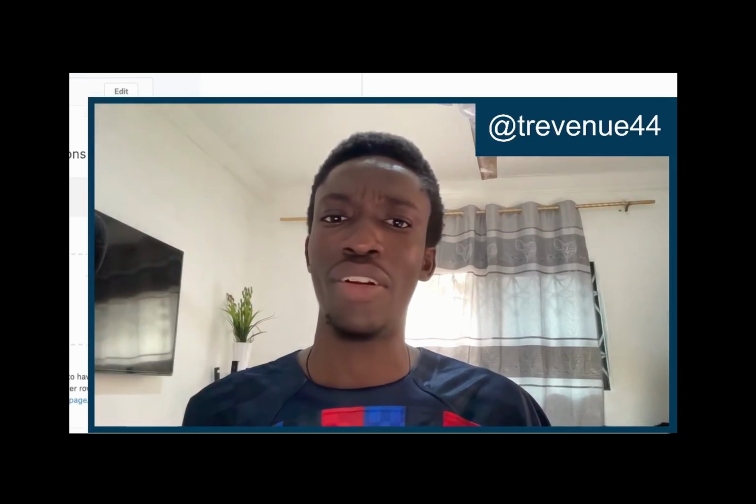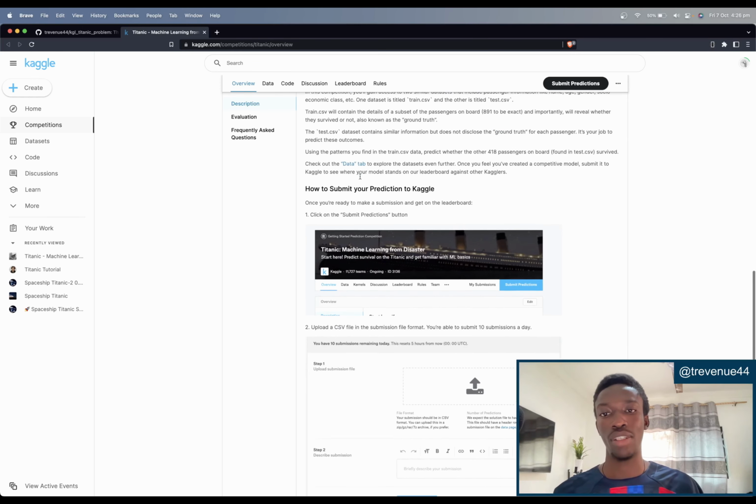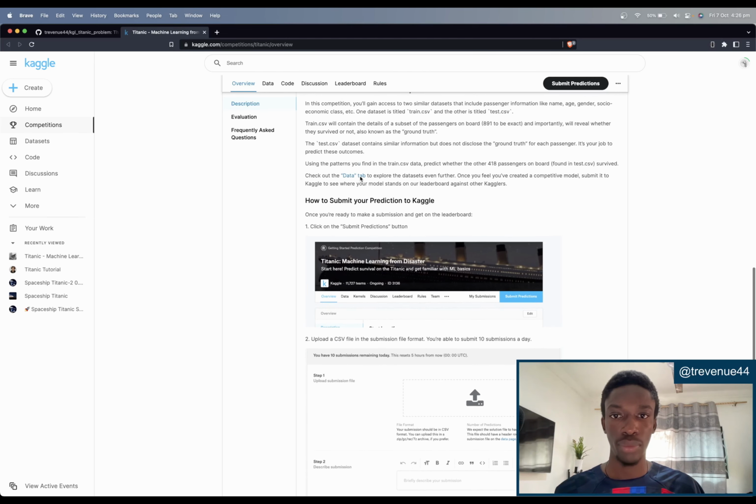Okay, did I say train.txt? Oh well. Right, so the train.csv will contain the details of a subset of passengers on board, 891 to be exact, and importantly will reveal whether they survived or not, also known as the ground truth. Alright, so the test data set contains similar information but has not disclosed the ground truth. So it's your job to predict whether the person survived or not. So that's what you're supposed to do. We have a data set and we are supposed to find a way of predicting whether that particular passenger survived the wreck or not.